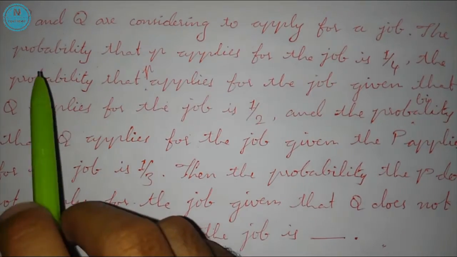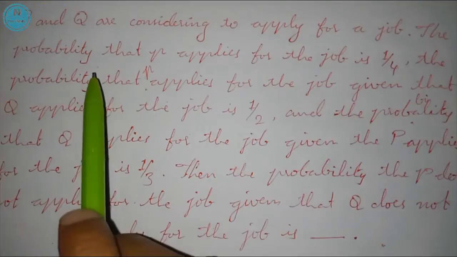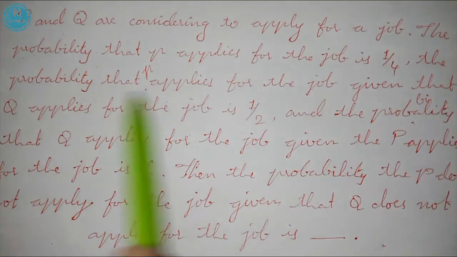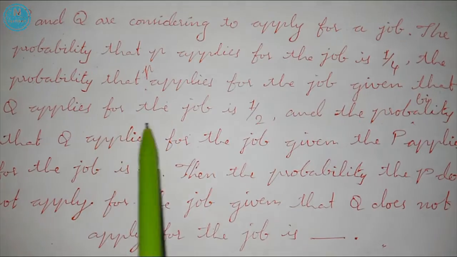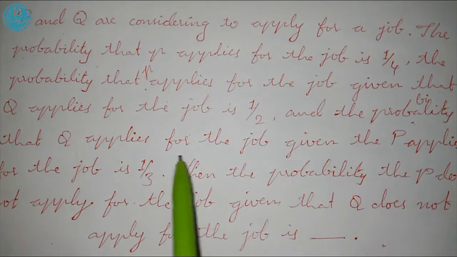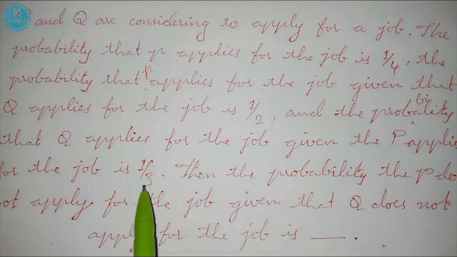Hello friends, question is: P and Q are considering to apply for a job. The probability that P applies for the job is 1 by 4. The probability that P applies for the job given that Q applies for the job is 1 by 2. And the probability that Q applies for the job given that P applies for the job is 1 by 3. Then the probability that P does not apply for the job given that Q does not apply for the job is what?